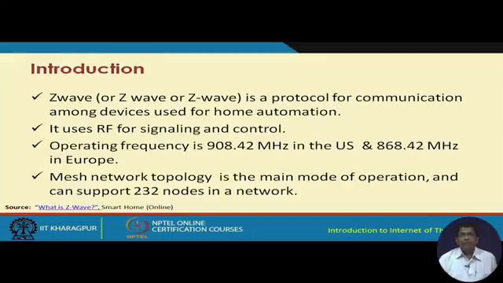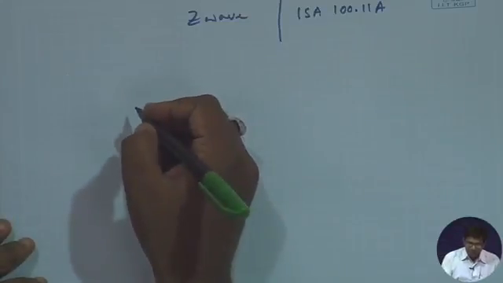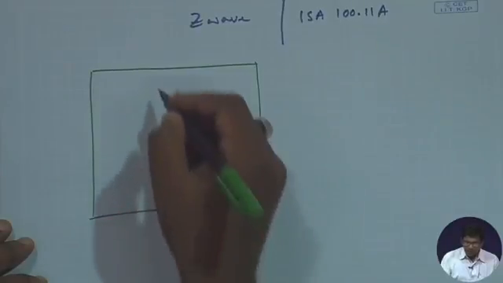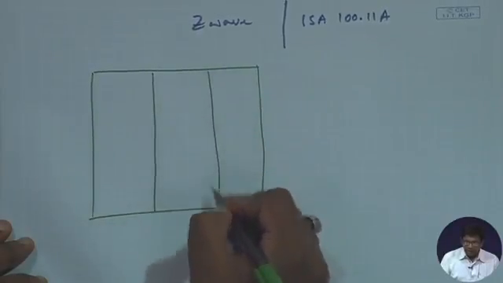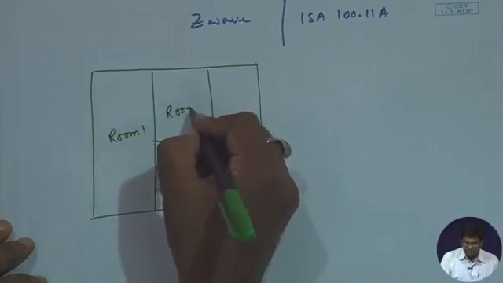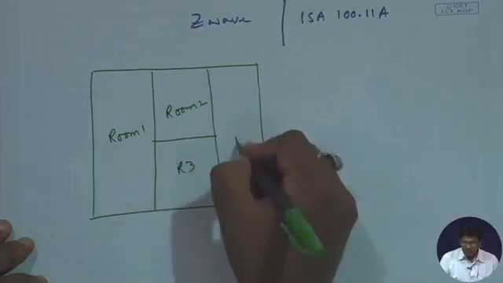In Z-Wave, a mesh network topology is formed and maintained between different nodes, which can be up to about 232 in number in a single network. Now, let us look at some interesting points in Z-Wave. Let us say we are talking about home automation. In a particular home there could be different rooms. Let us say this is room 1, room 2, room 3 and room 4.